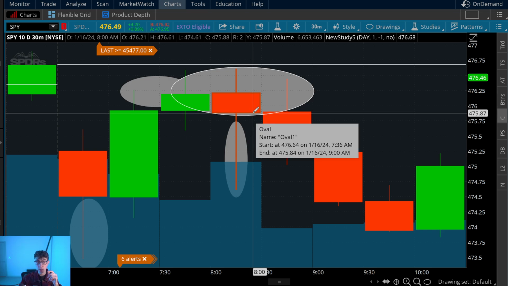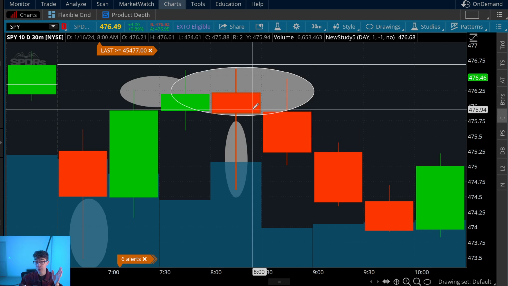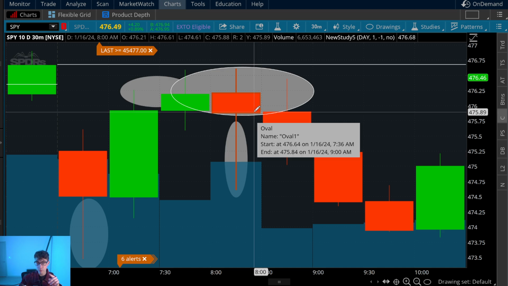Where do you start to enter? You start to enter on the next opening of the 30-minute candlestick. So when this closes red and bearish and it's confirmed, or when you have a trend reversal candlestick that closes like this, you look to enter towards the closing price of that candle. So it closed at 475.88. That's where you can start to enter.